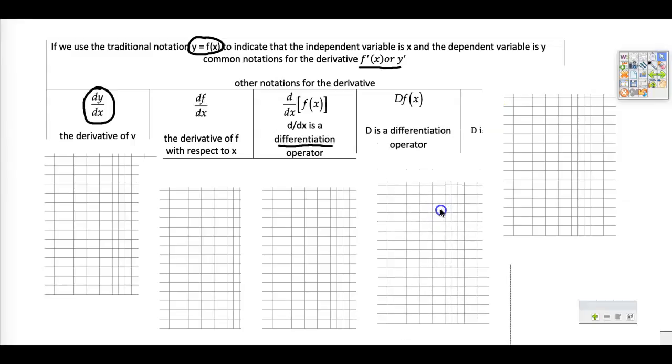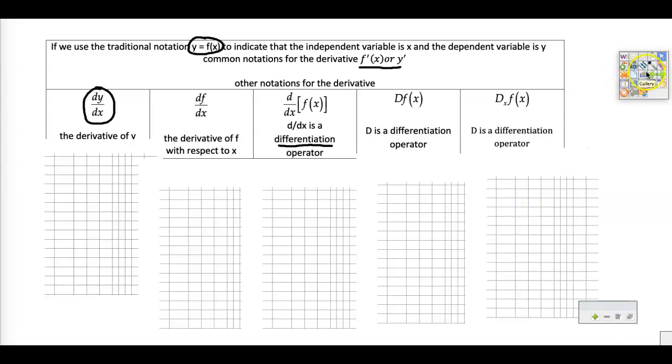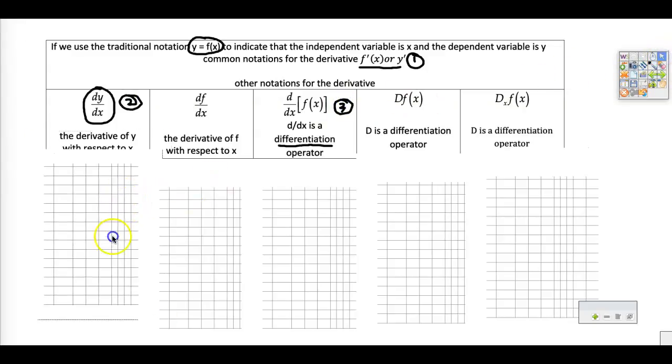Then another one that you may see, different textbooks of course have different notation, but capital D of f of x, this is another derivative operator. And then in this case here, if we're dealing with higher order derivatives, then you'll see here d with respect to x of f of x. Common ones that you want to make sure that you're familiarizing yourselves with are, let's just count, 1, 2, and 3 would be the common ones that we are going to be using.